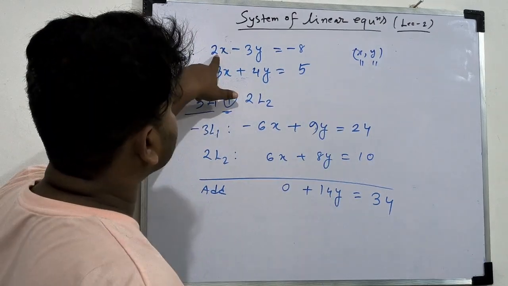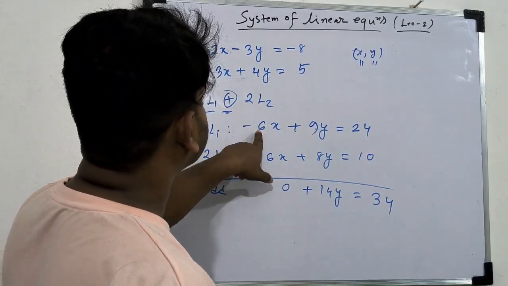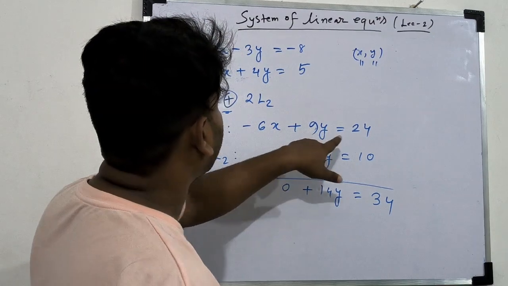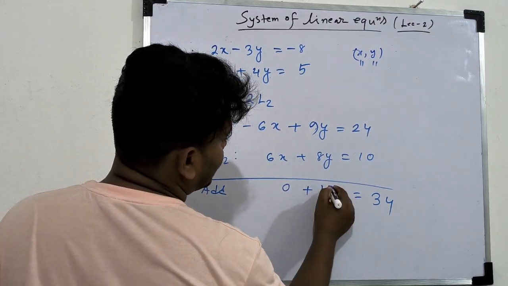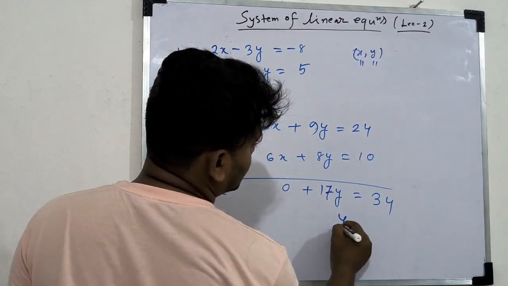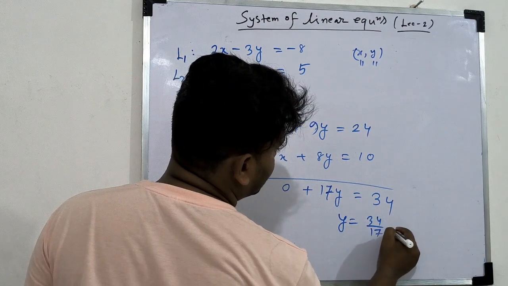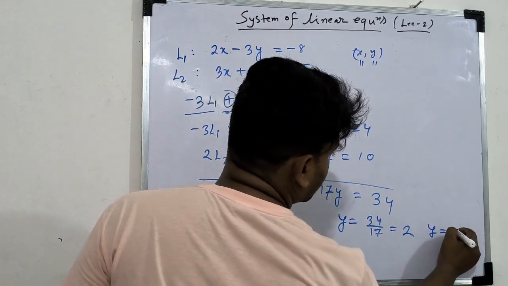If we multiply 3 with this equation, we get minus 9x plus 12y equal to minus 24. So adding, this will be 17y equal to 34, that is y equal to 34 divided by 17, that is 2. So we get y equal to 2.